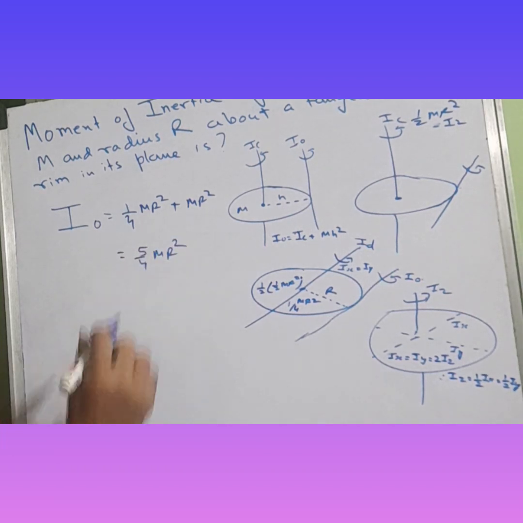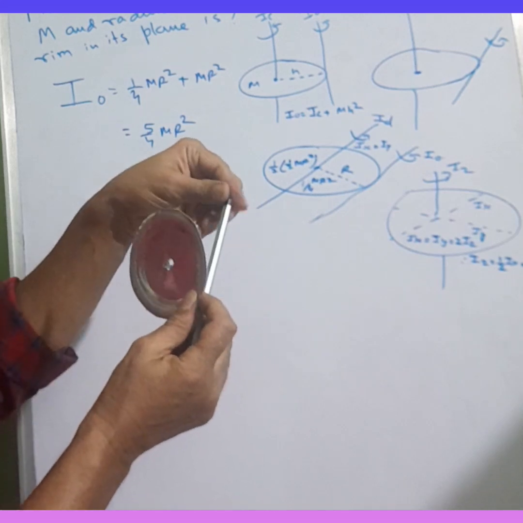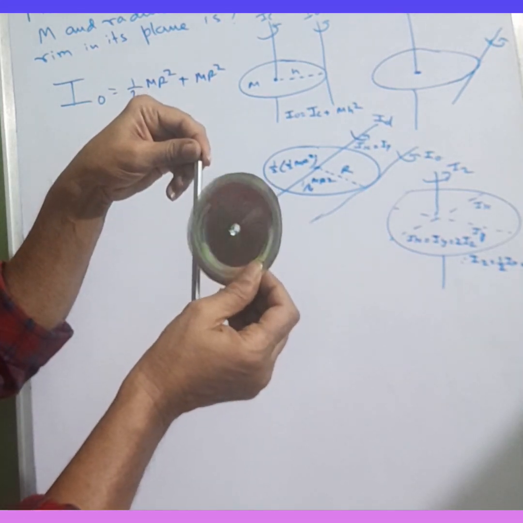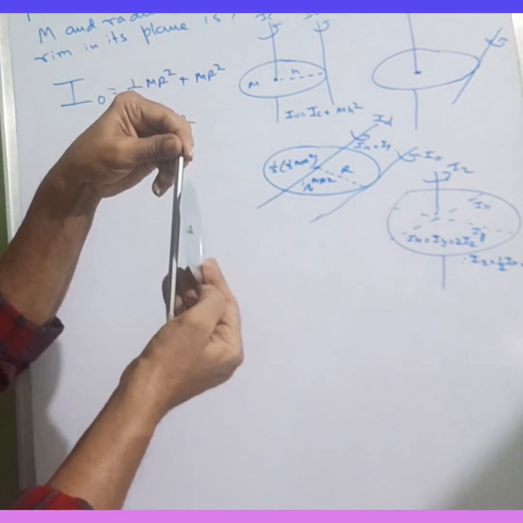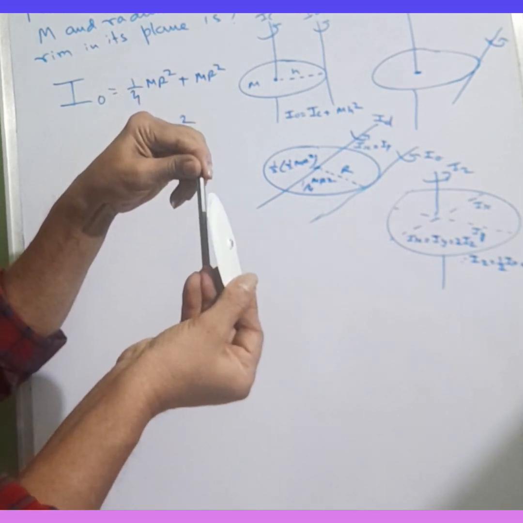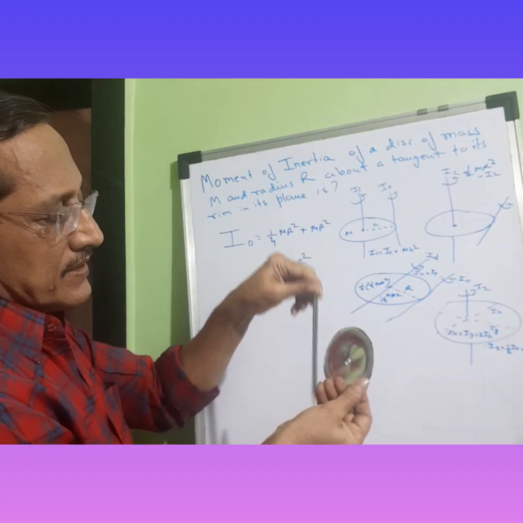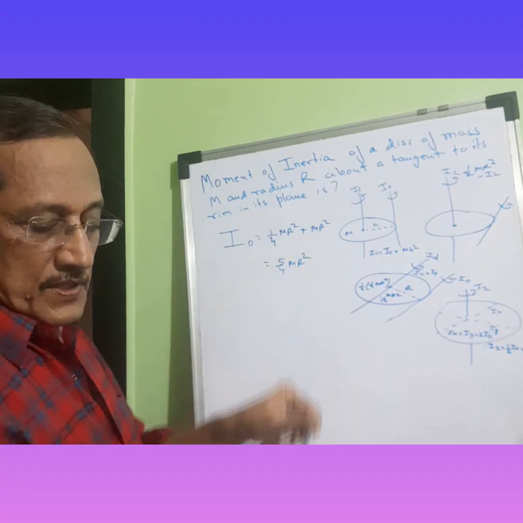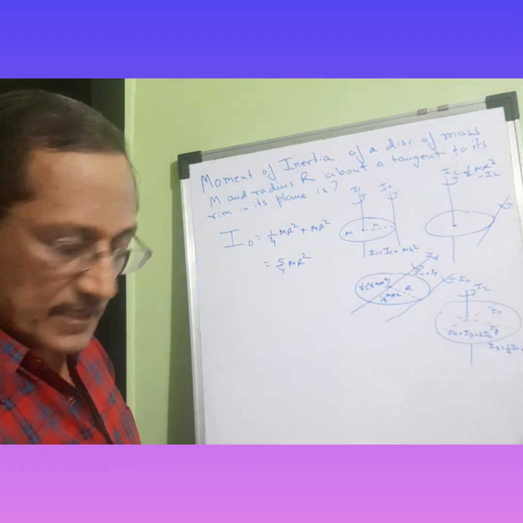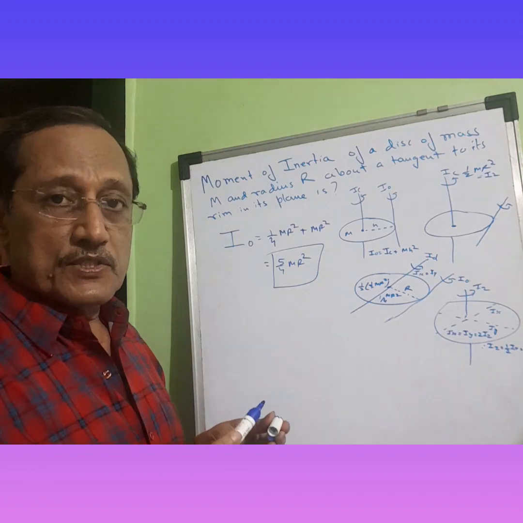mr square. Alright, the situation was, I can't show it nicely, but try and understand. It would be rotating like this. Tangent in the plane, tangent, and in the plane. So the answer that we get is 5/4 mr square.